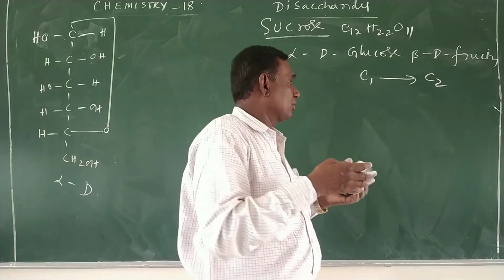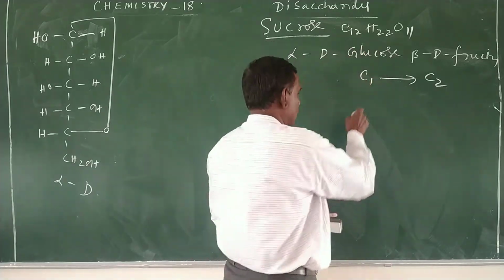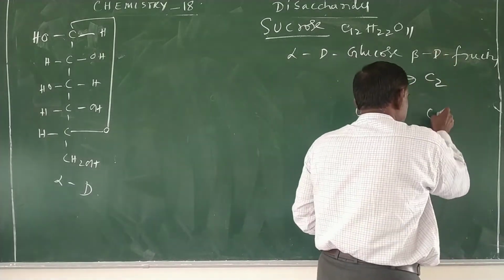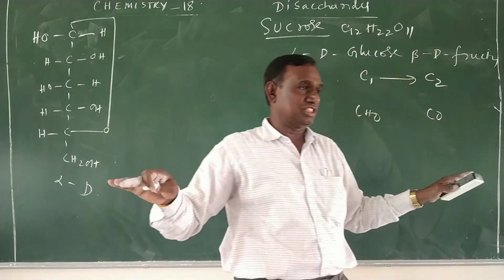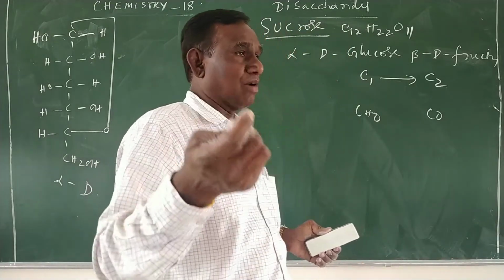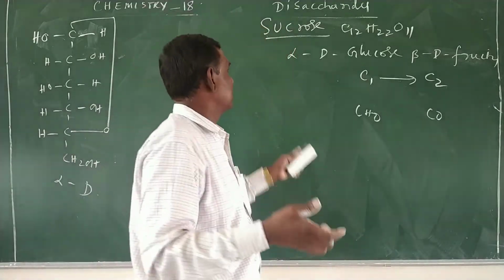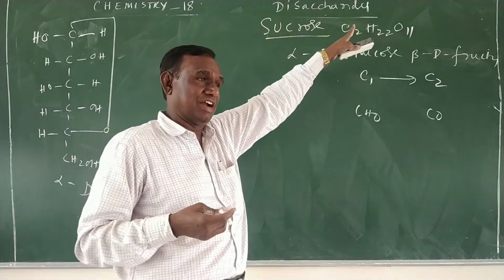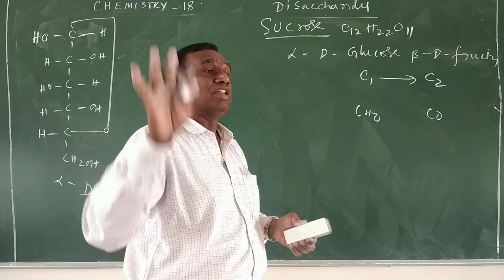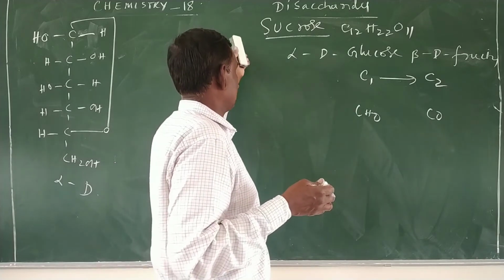So when C1 of alpha D glucose is linked with C2 of beta D fructose, it is confirmed that the aldehyde group at C1 of alpha D glucose and the ketonic group at C2 of beta D fructose both vanish. The resulting molecule contains neither an aldehyde group nor a ketonic group. Hence it is a non-reducing disaccharide. It does not reduce Tollens reagent or Fehling's solution. That is how we explain the structure of sucrose.